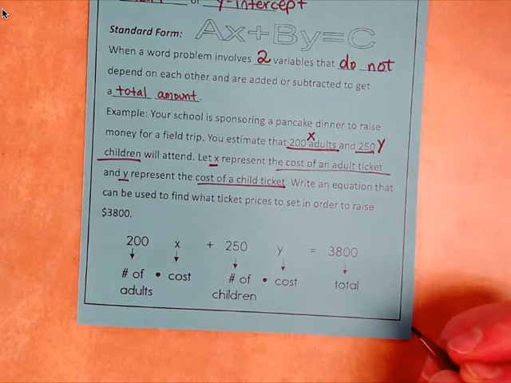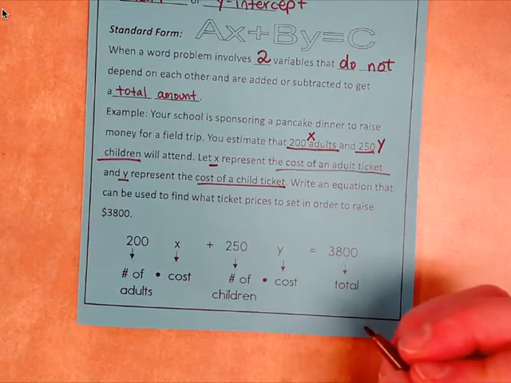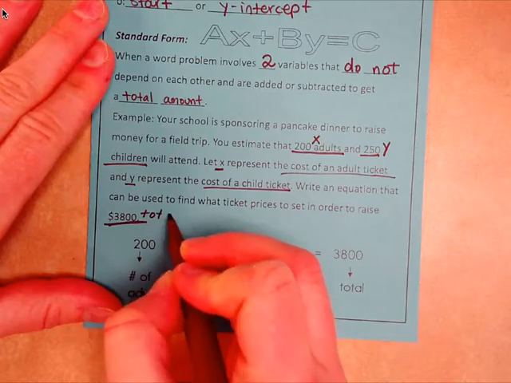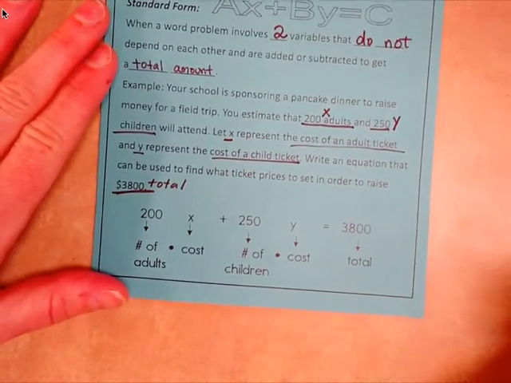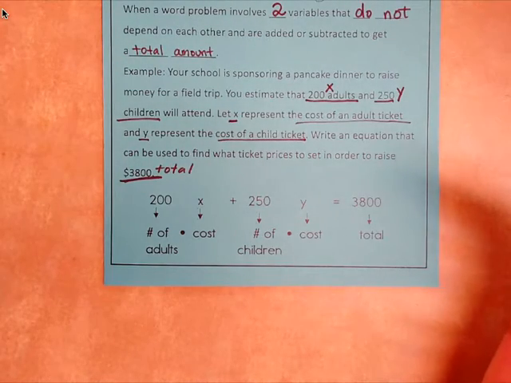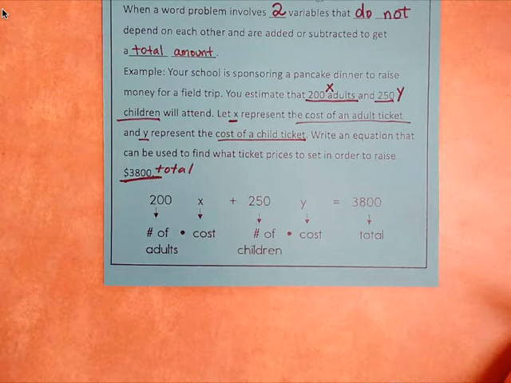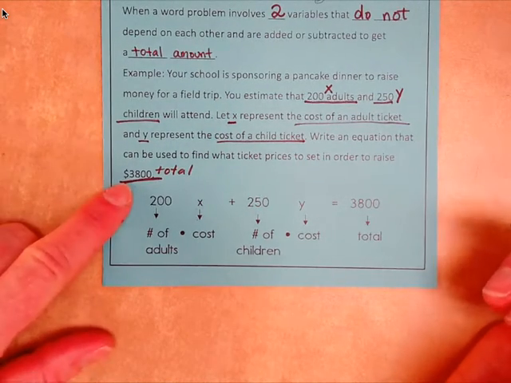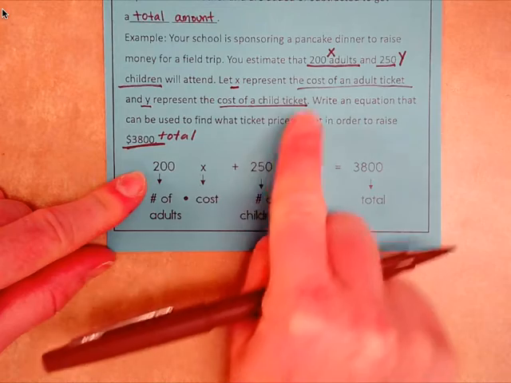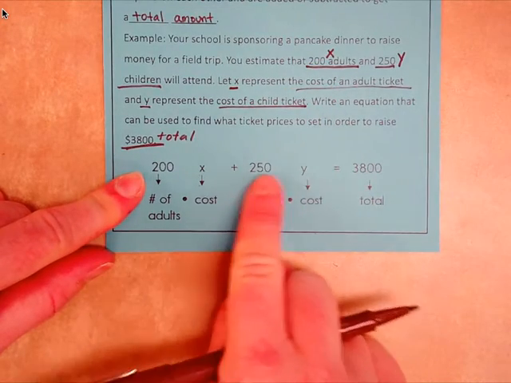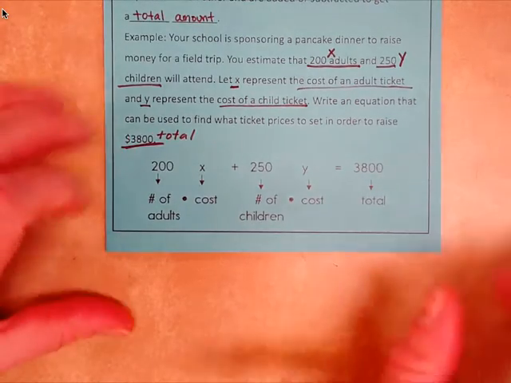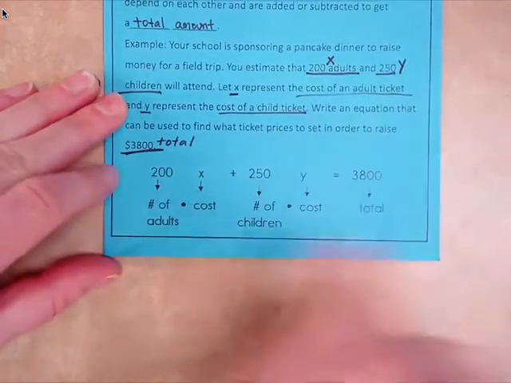So 200X, 250Y. It says write an equation to find if they raise $3,800. So this is your total. So the cost times the 200 and then the cost for the children's ticket times 250 is going to give us a total of $3,800. So here's how we write the equation. 200X, so that came from 200 adults, plus 250Y, that came from 250 children, equals 3,800. So we have an equation set up.